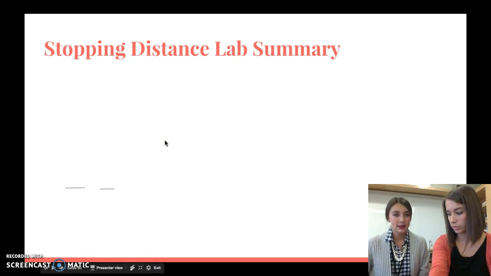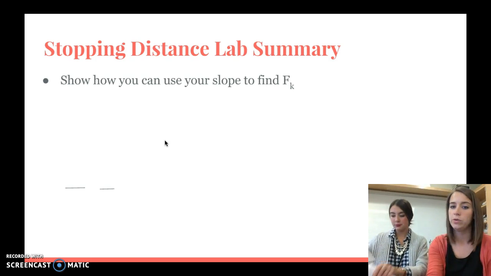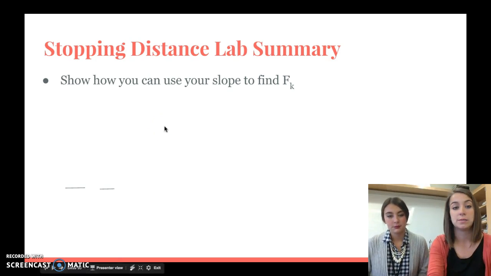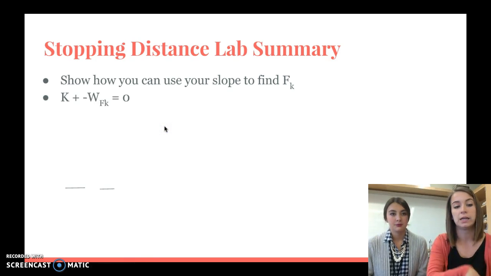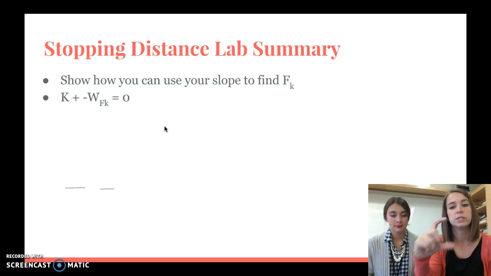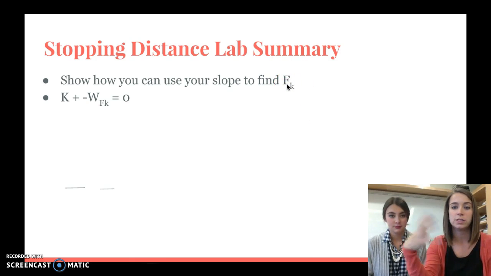Looking at page 24, it asks you to show how you can use your slope to find Fk. So it wants you to do this symbolically. Let's go back to our base equation, which was kinetic energy minus work due to friction is equal to 0 energy at the end. I'm going back to this because we need force of friction in there. If I'm trying to find it, we can't use that final factored out version, the really expanded one, because there was no Fk. It was just mu and gravity and distance.